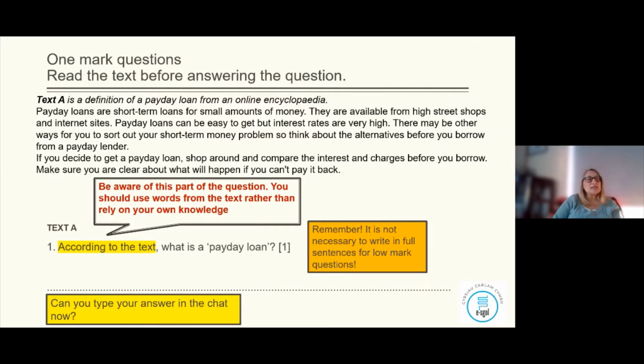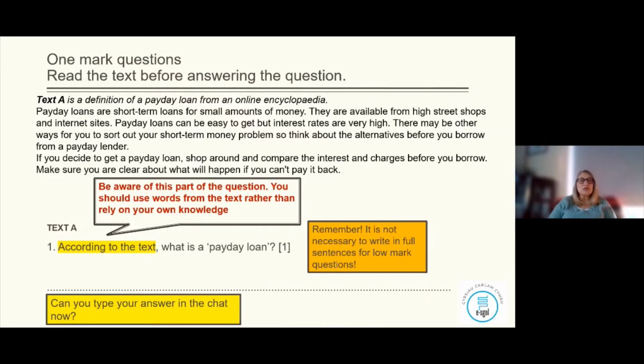Text A is a definition of a payday loan from an online encyclopedia. Payday loans are short-term loans for small amounts of money. They're available from high street shops and internet sites. Payday loans can be easy to get, but interest rates are very high. There may be other ways for you to sort out your short-term money problem. So think about the alternatives before you borrow from a payday lender. If you decide to get a payday loan, shop around and compare the interest and charges before you borrow, and make sure you are clear about what will happen if you can't pay it back.